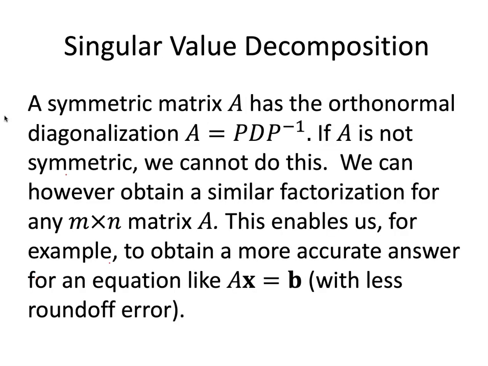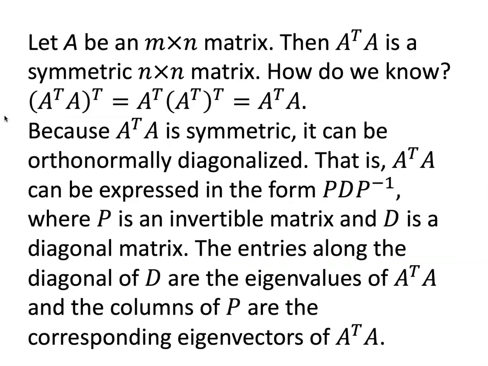Again, a symmetric matrix A has the orthonormal diagonalization A equals P, D, P inverse. If A is not symmetric, we cannot do this. We can, however, obtain a similar factorization for any m by n matrix A. This enables us, for example, to obtain a more accurate answer for an equation like AX equals B with less round-off error. Let A be an m by n matrix.